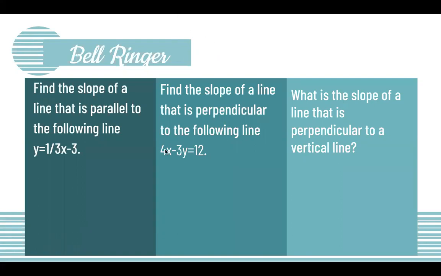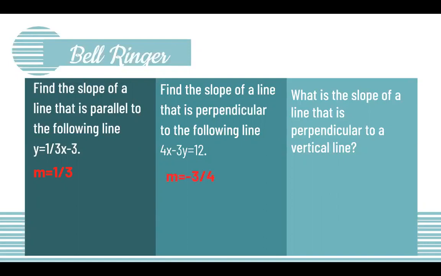So the first problem: the slope of a line that is parallel to the following line, y equals 1/3 x minus 3. The slope is 1/3 because parallel lines have the same slope. Second problem: find the slope of a line that is perpendicular to the following line, 4x minus 3y equals 12.